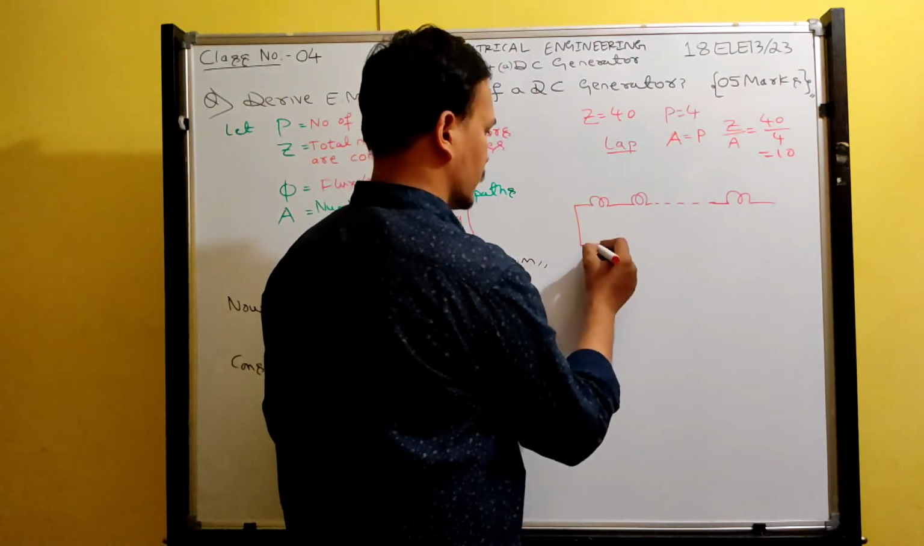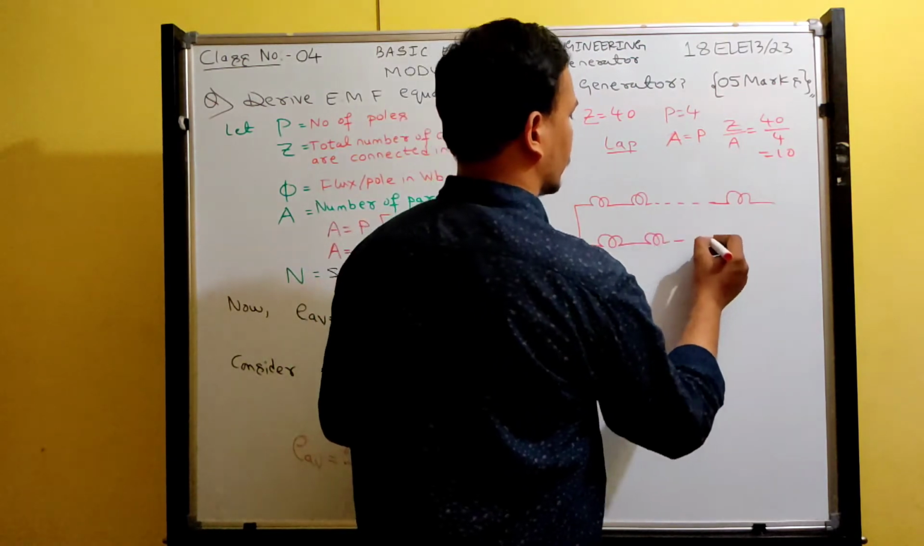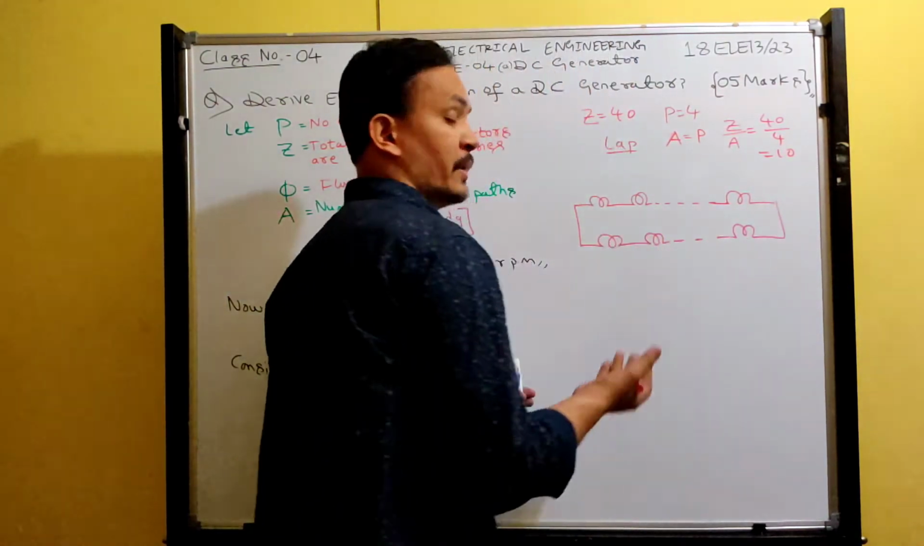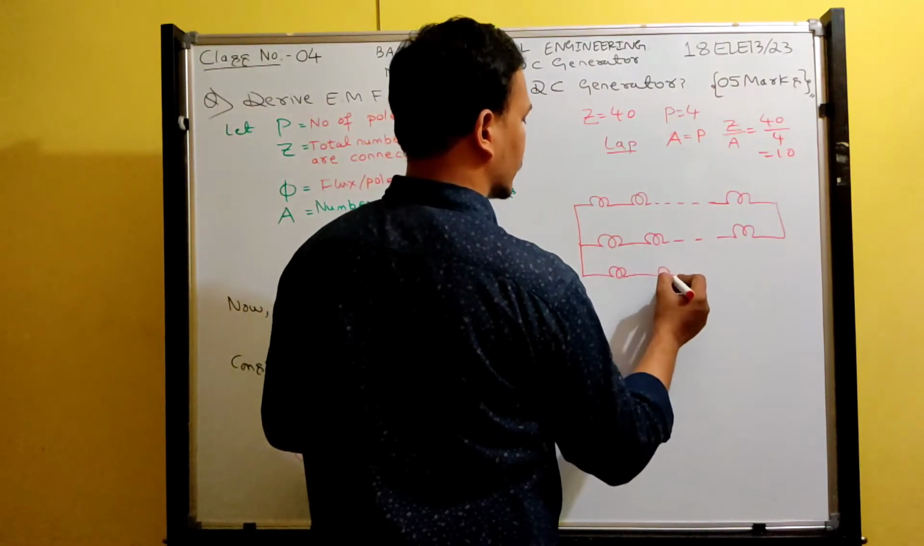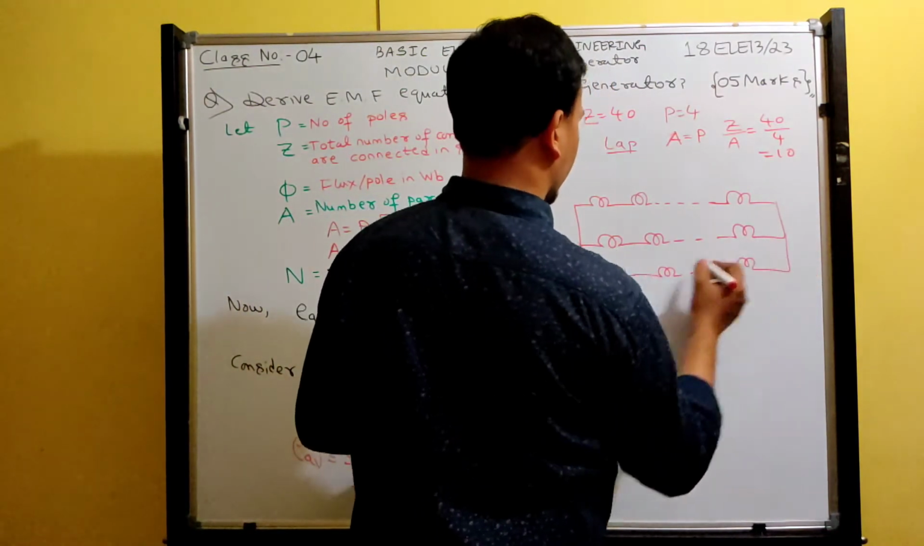Out of 40 conductors, 10 conductors, 1, 2, up to the 10th conductor, are connected in series. Similarly, another parallel path. Totally how many conductors? 20 conductors. Still 20 remain. So all those conductors will be connected in this way.